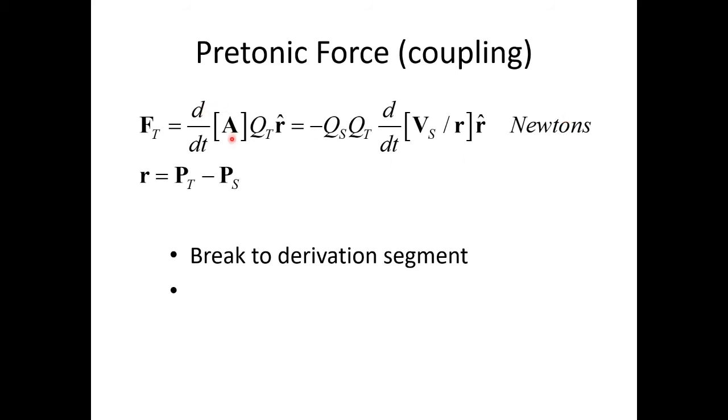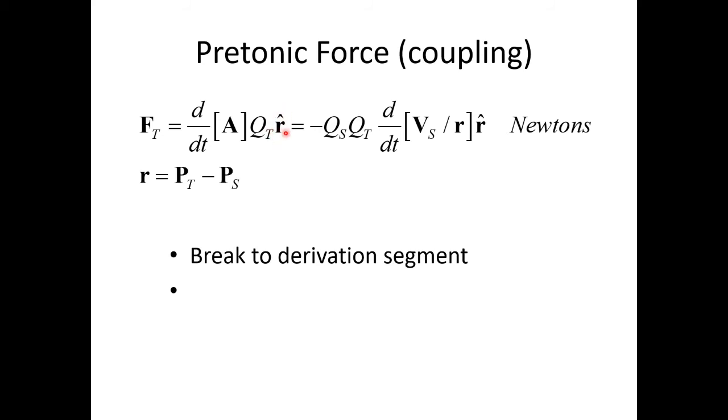So here is our Pretonic field from the source. The way that a target couples to it is by taking the time derivative of the field, and then you multiply that by the charge of the target Preton times the direction vector r. Now, I don't know why I have to multiply, but I have to multiply this to get the right answer. I'm working hard to find out where this comes from.